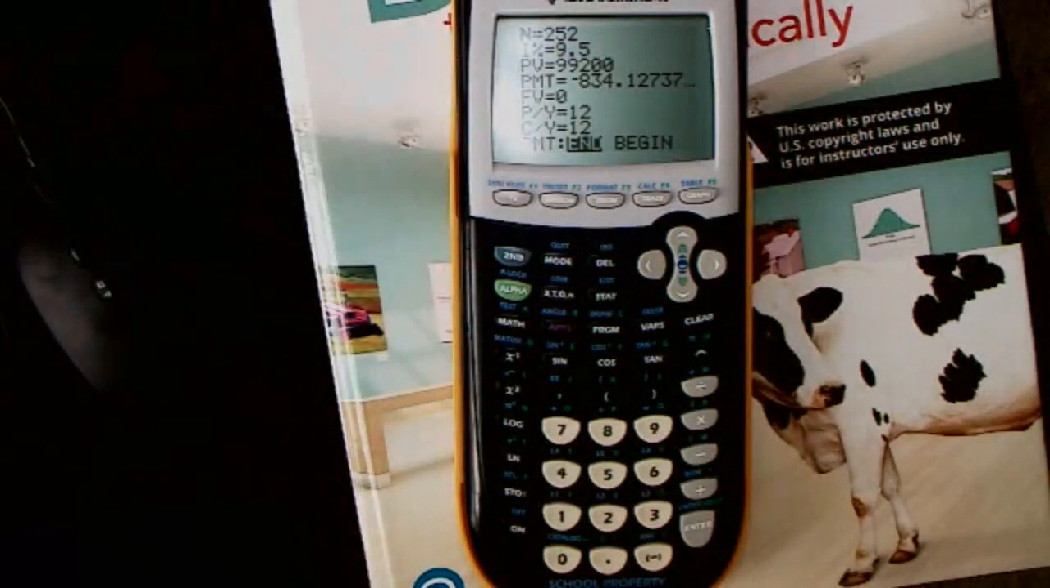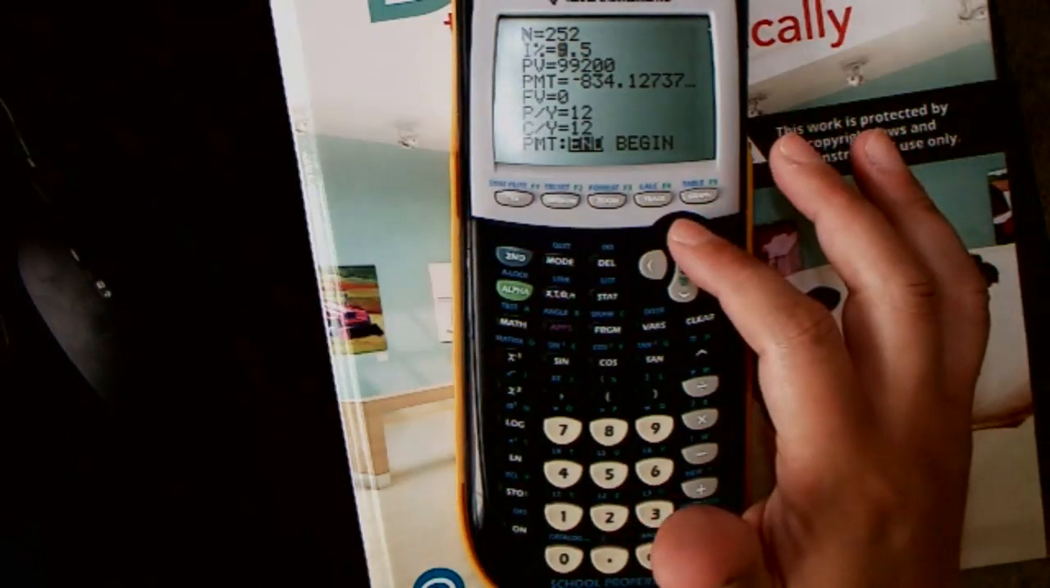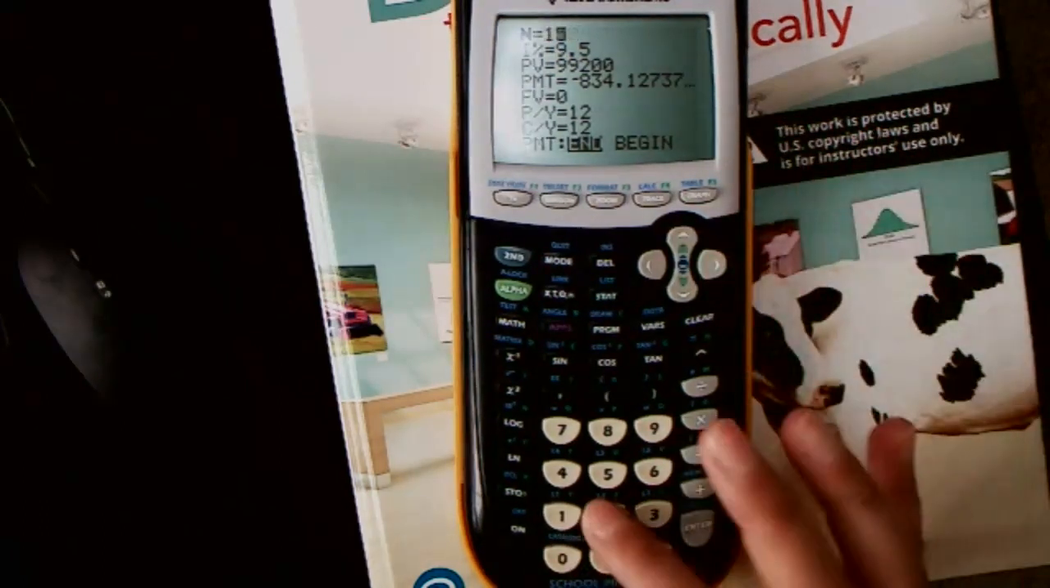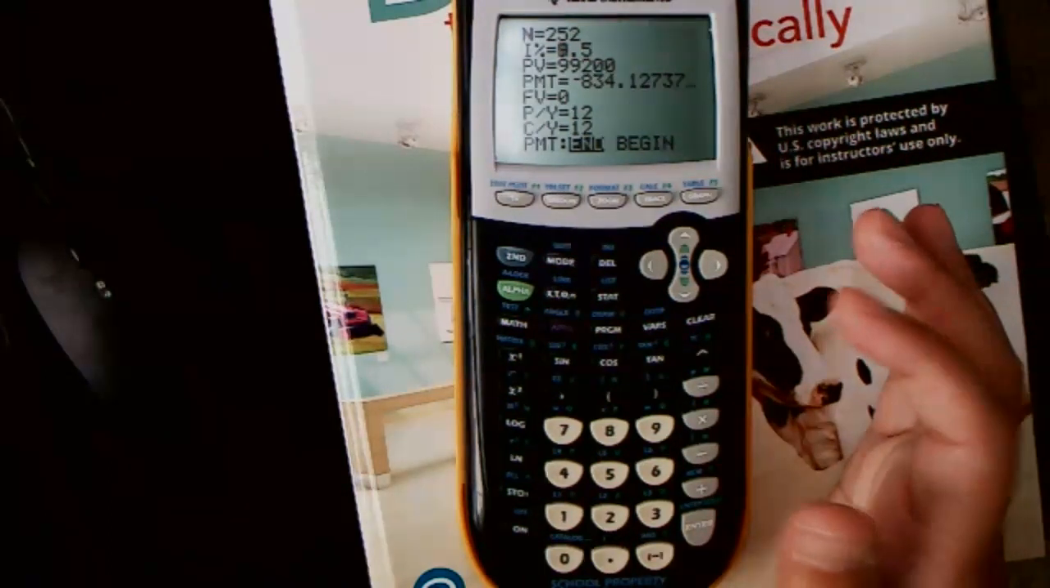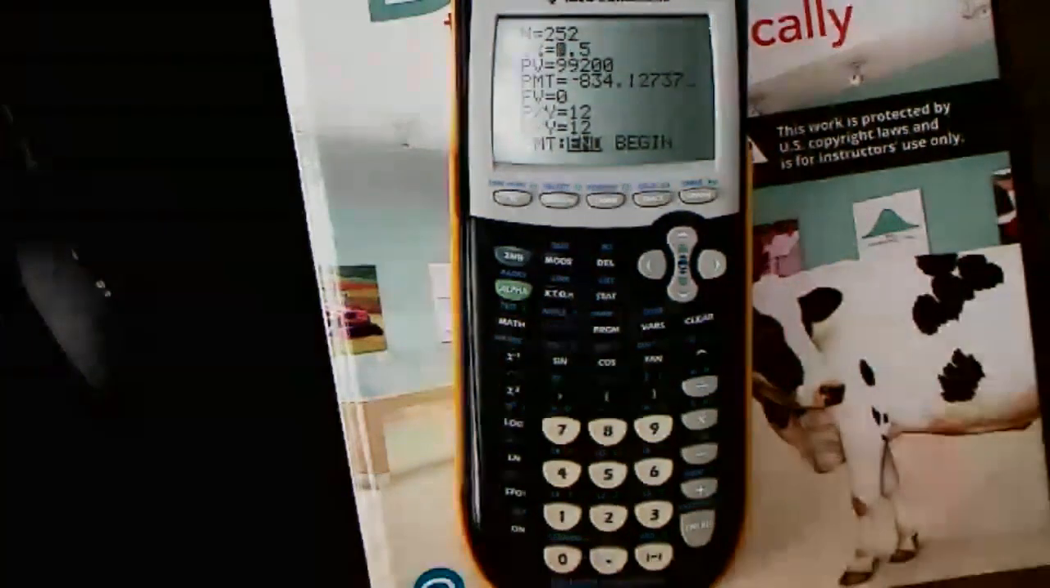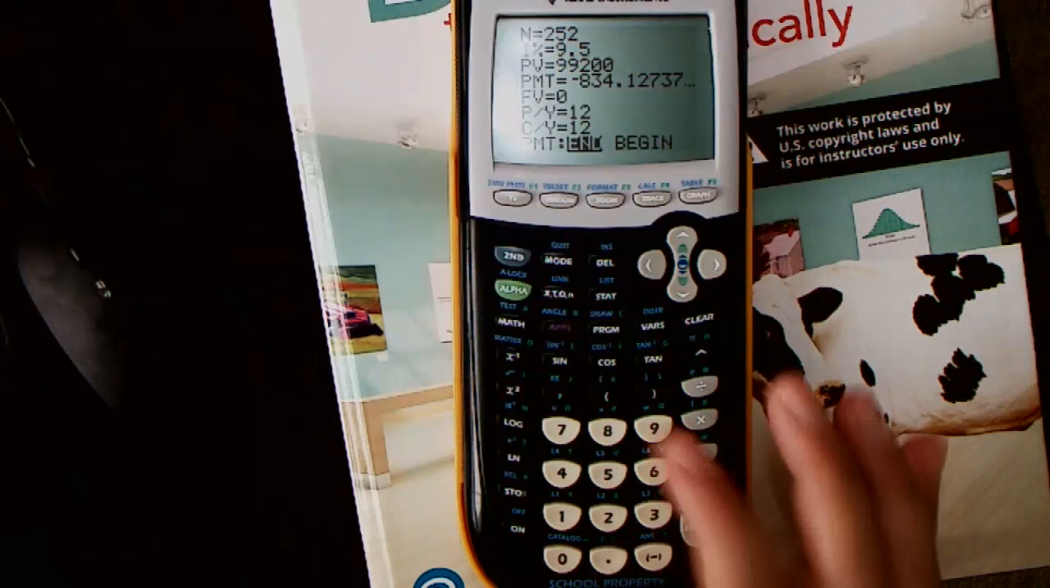I have the light turned on. So the big N is 12 times 21. Let me do it again, double check. 12 times 21, so 252. And the annual interest rate is given. Annual interest rate is 8%. So we leave 8 here.